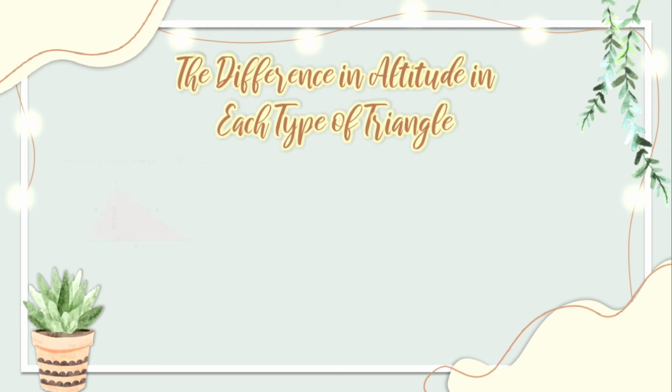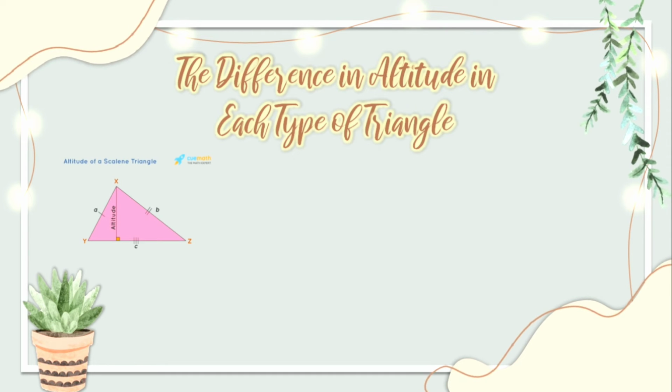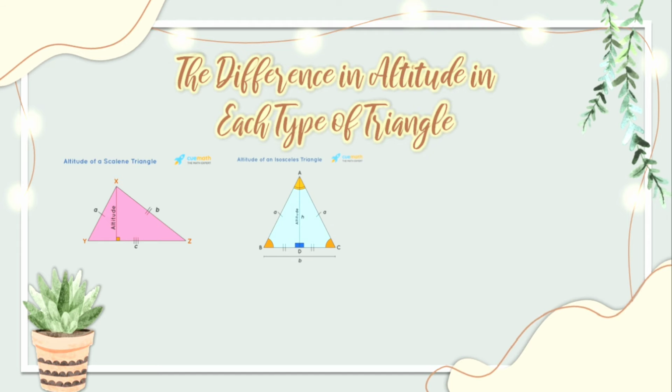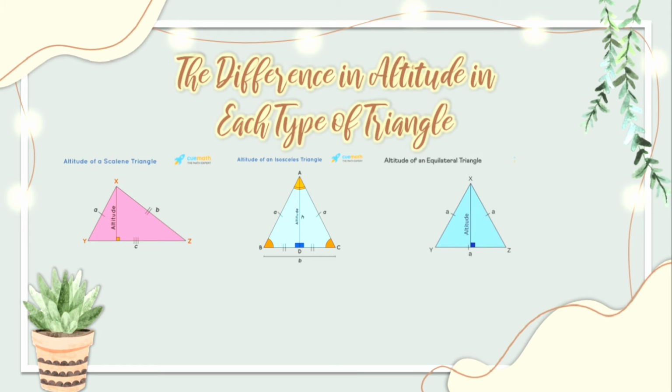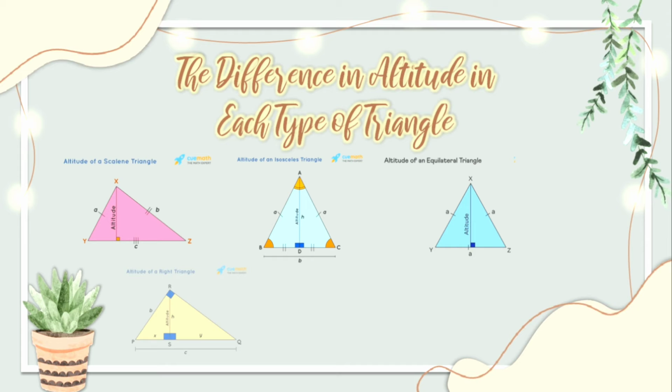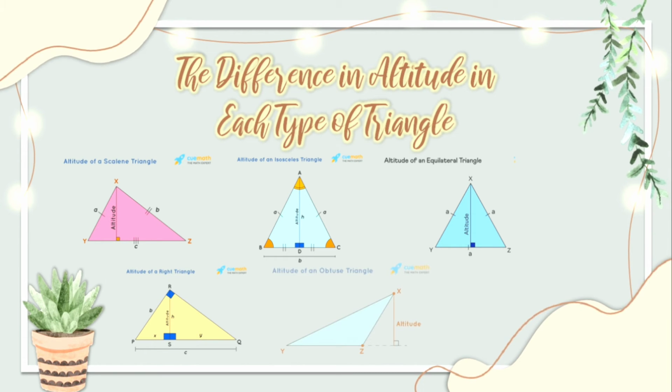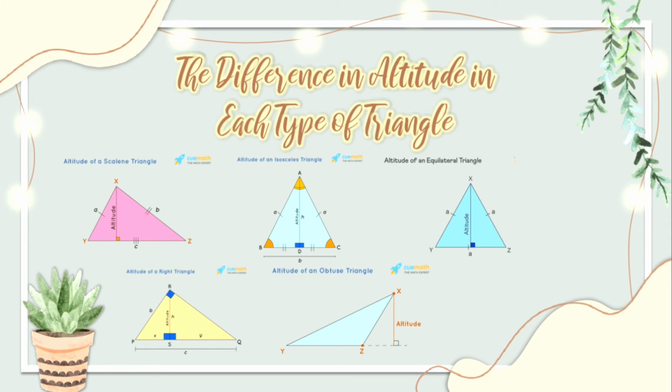The difference in altitude in each type of triangle. The first is the altitude of a scalene triangle. The second is the altitude of an isosceles triangle. The third is the altitude of an equilateral triangle. The fourth is the altitude of a right triangle. And the fifth is the altitude of an obtuse triangle.